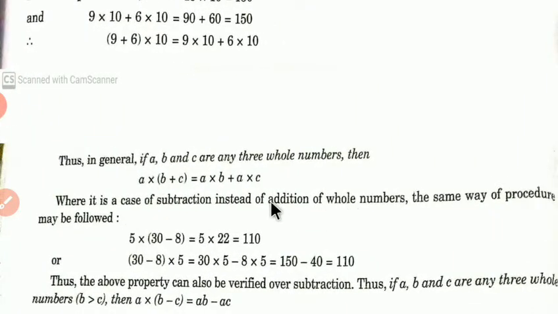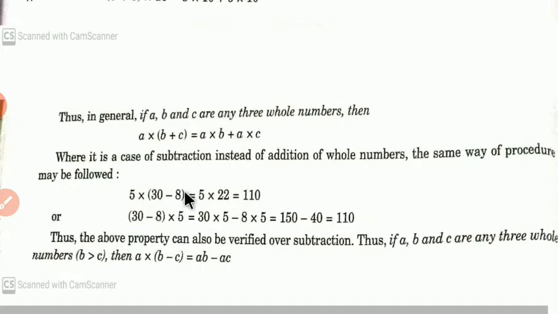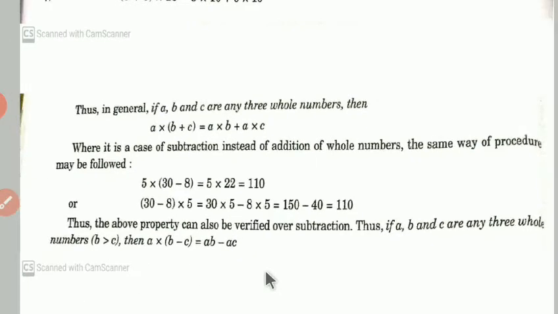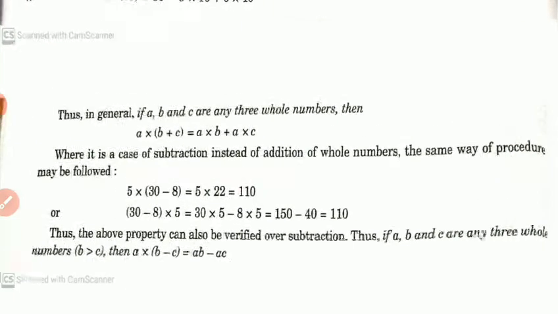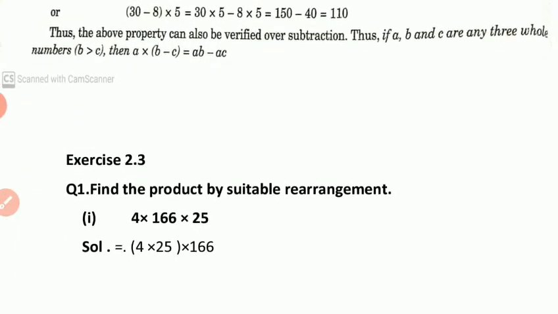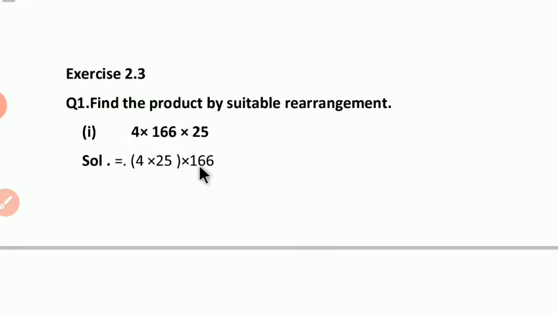So this property is the distributive property of multiplication over addition. If in place of addition, subtraction is given, then you have nothing to do but replace the plus sign with minus. So we can write it as a × (b − c) = a × b − a × c. This property is very important, which we have to use in solving the questions of our exercise 2.3. So let us start our exercise 2.3.